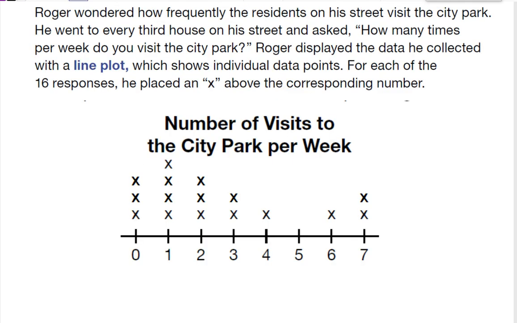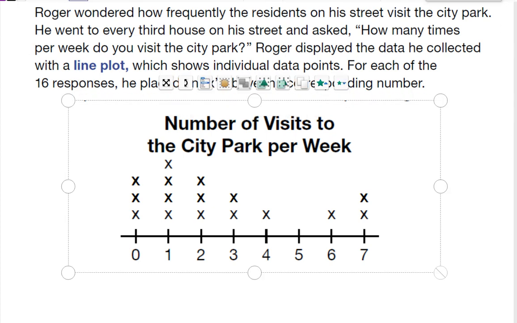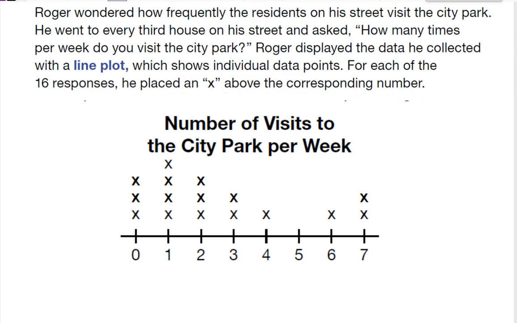On this one, Roger wondered how frequently the residents on his street visit the city park. So he went to every third house on the street and asked, how many times do you go to the park? He displayed the data he collected on a line plot. And this is how a line plot is created. For each response, he put an X above the number of times they went to the park. Okay, so this will be like 7 times, 2 people go 7 times a week to the park.